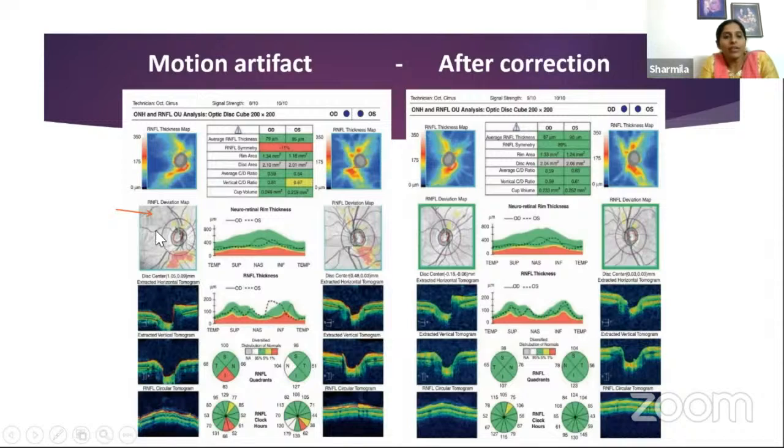Similarly, a motion artifact could be identified by the presence of bending of the vessels, which you see here. Again, there is a discontinuity here, and then there are areas which are showing as a dip in the RNFL thickness, which falls in the red area. So once you correct for that, then the values become normal.